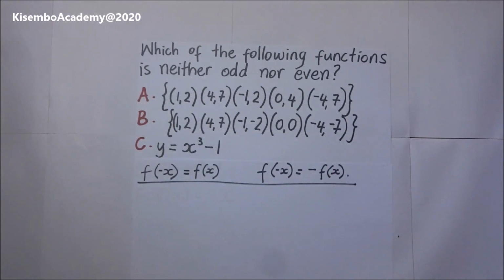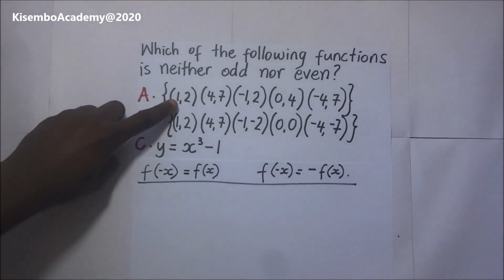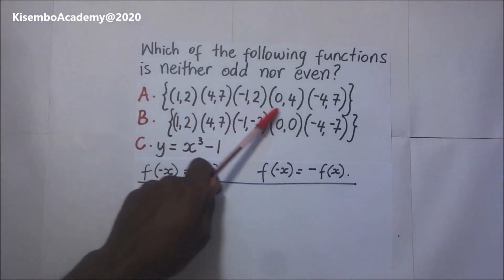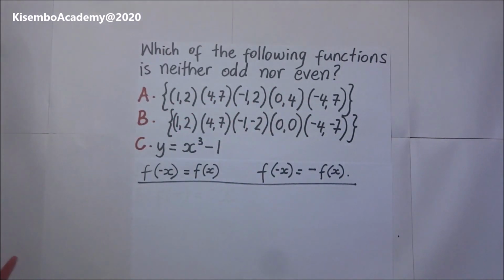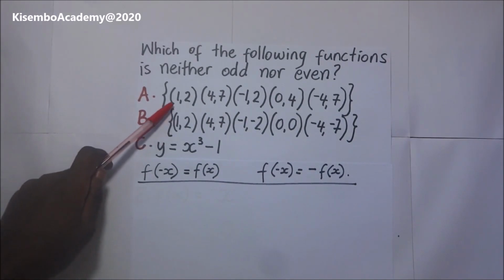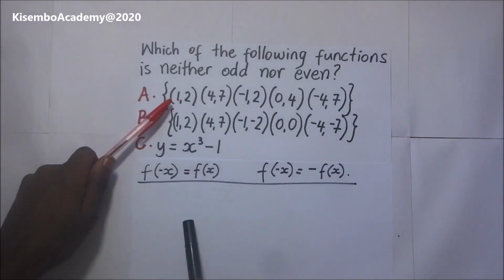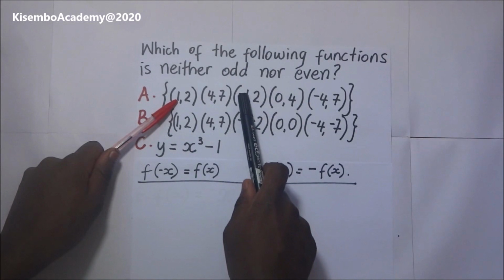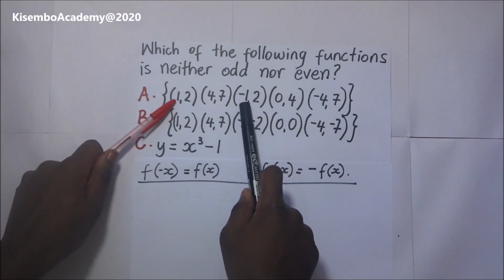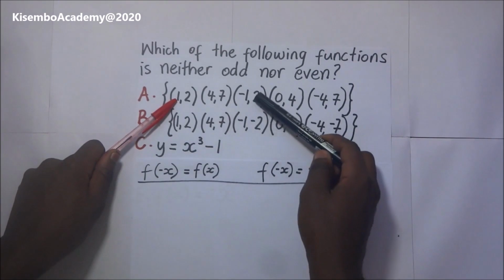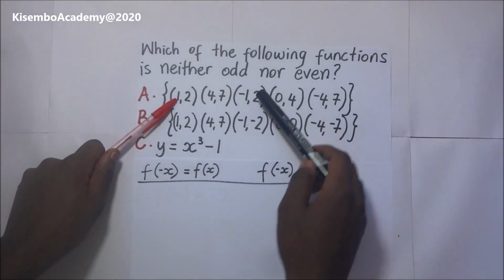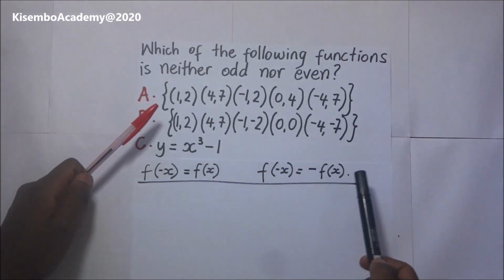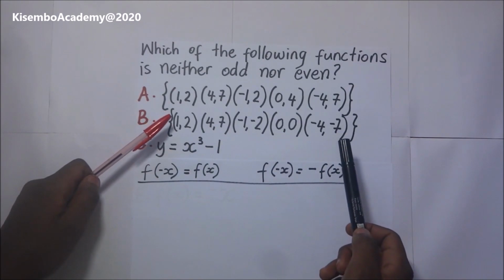When you look at A, we have the input values 1, 4, negative 1, negative 4, 0. When we put in 1 here, when the value of x is 1, the value of y is 2. Again, when we put negative 1 in the place of x where there was 1, we are still getting back 2. So it means that this relation or this function is representing an even function.